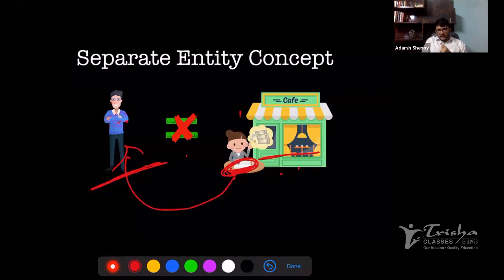So can you tell me, in accounting, where do we use this concept? Why this concept in accounting, and what is the use of this concept in accounting?